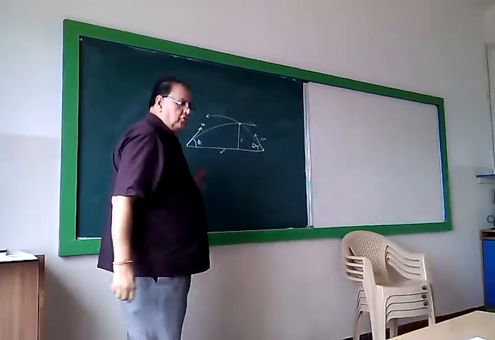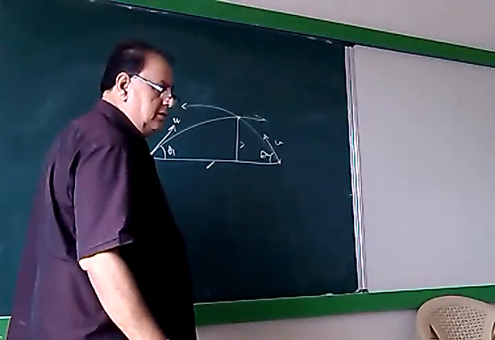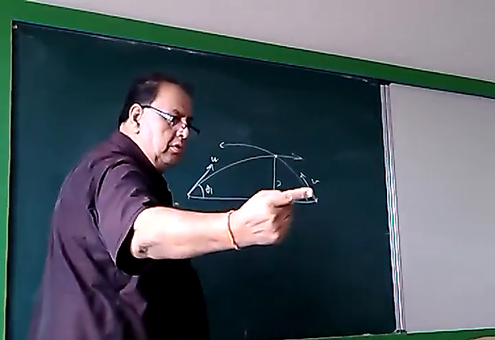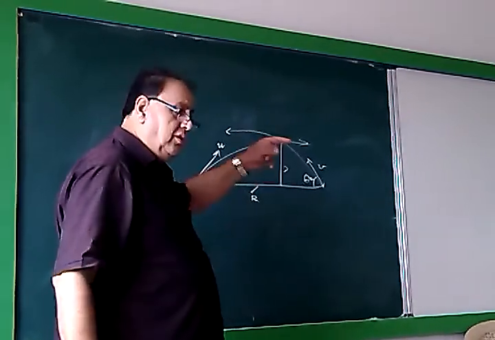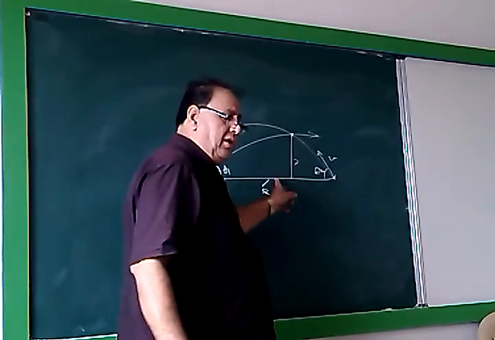I would like you to know simultaneously two projectiles have been fired from a distance. Range r is given. Okay. At a distance r, with different angles. Theta 1 is not equal to theta 2. If theta 1 is equal to theta 2, then they will meet exactly in the center.